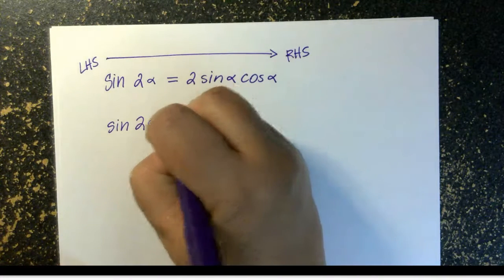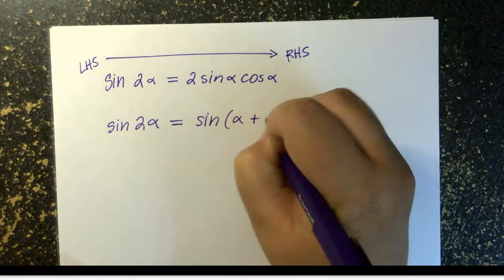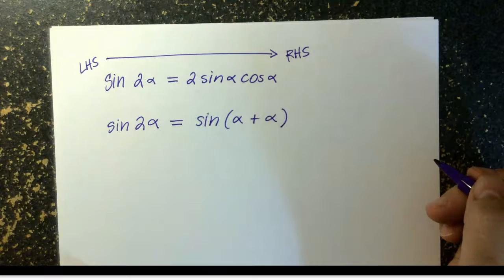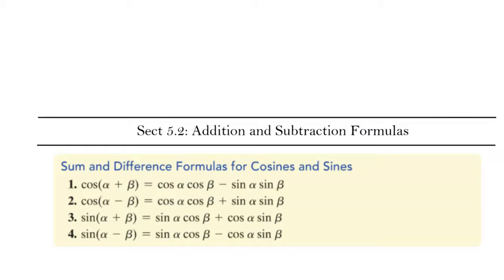Well, the sine of 2 alpha means the sine of alpha plus alpha. Remember I said we were going to use sum and difference formulas. So that means we get to use the sum formula for sine. Recall from when we talked about sum and difference formulas, that's the third one there. The sine of a sum of two angles is the sine of one angle times the cosine of the other, and then we flip-flop the cosine and sine. So that's exactly what we're going to do.